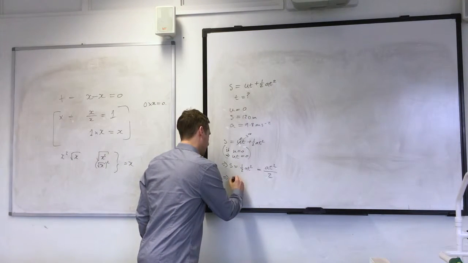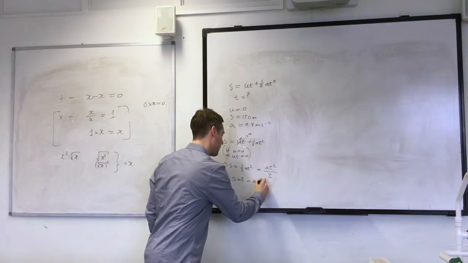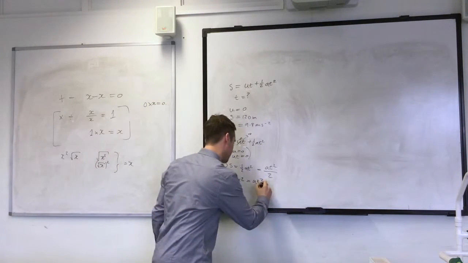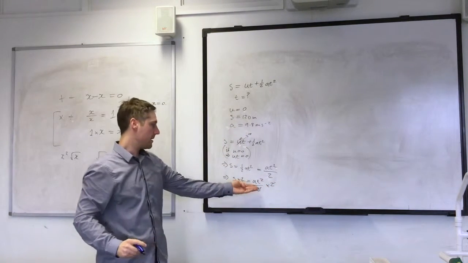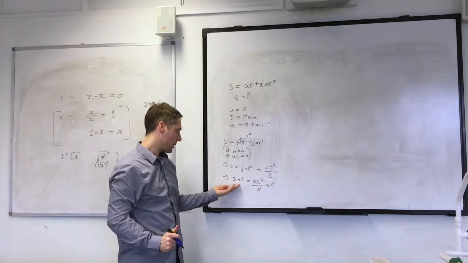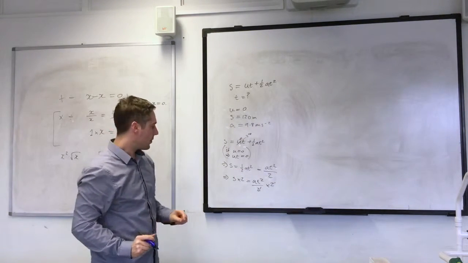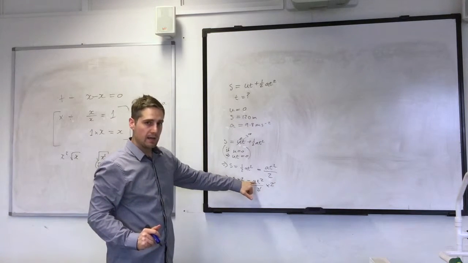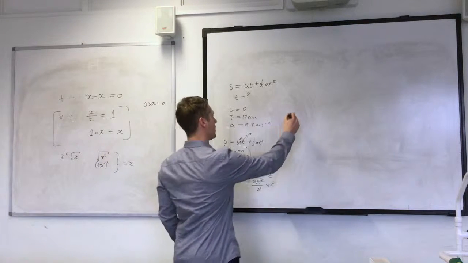So this is S times 2 equals AT squared. So I've divided by 2 times by 2. The 2's cancel out there. That's why it's gone to the other side of the equation. So I've got 2S equals AT squared. Now deal with the A. It's multiplied by T, so I need to divide it on both sides of the equation.